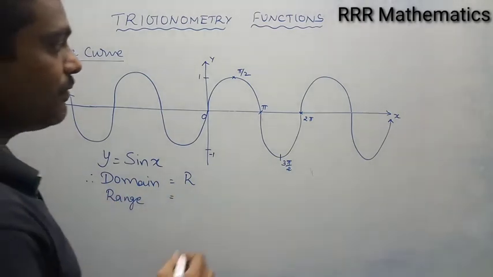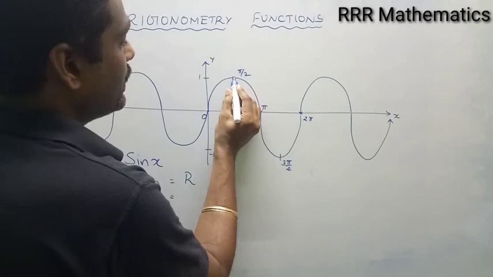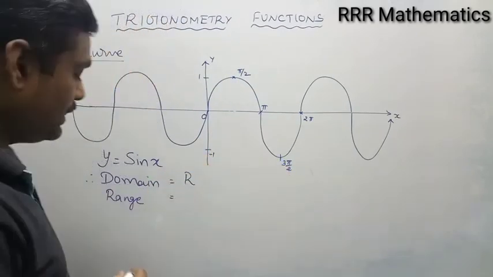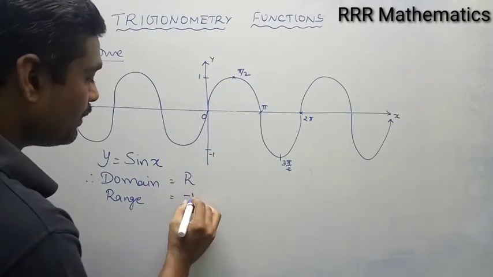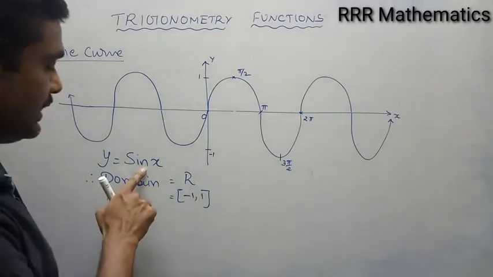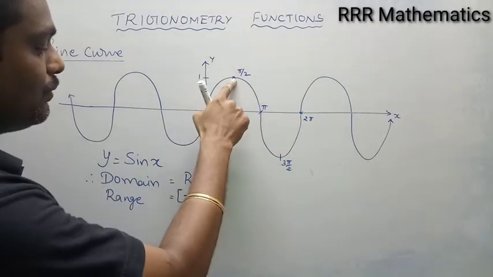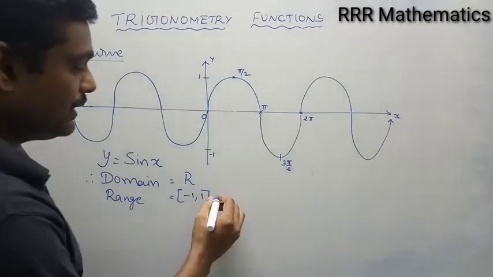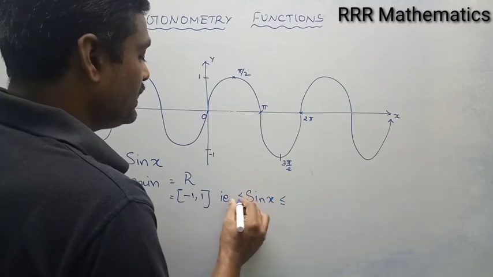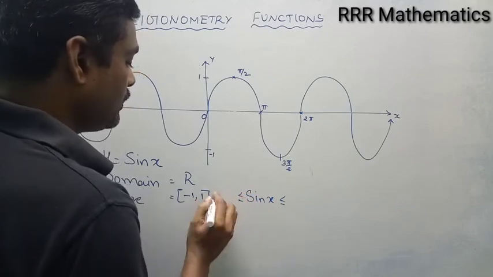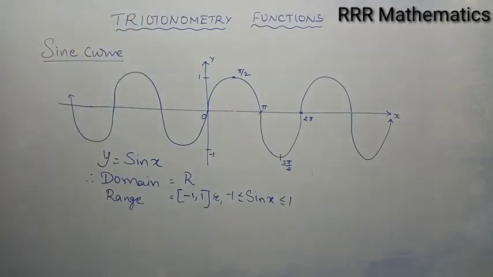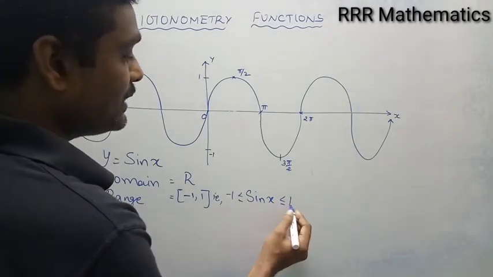When you see the graph, the maximum value is 1. It appears here, and the minimum value appears here, that is minus 1. So it lies between minus 1 and plus 1. So the range, the output of sine x, has maximum value 1 and minimum value minus 1. That is, sine x lies between minus 1 to plus 1.